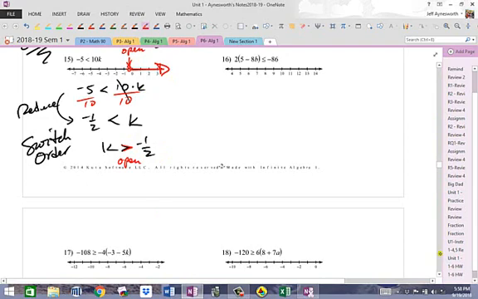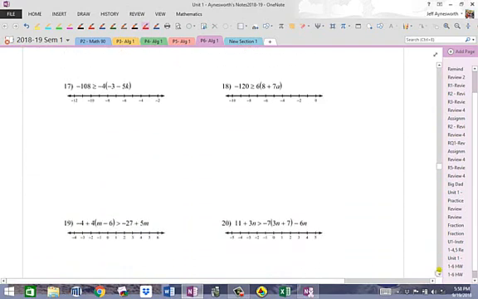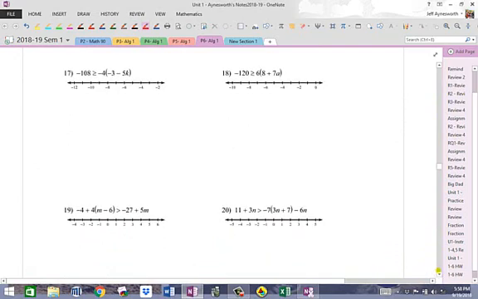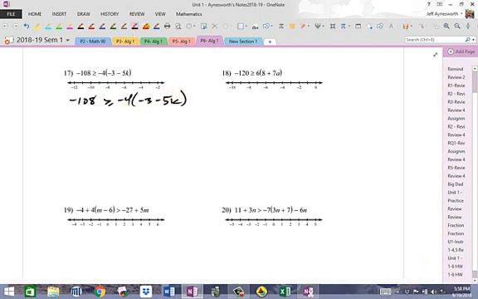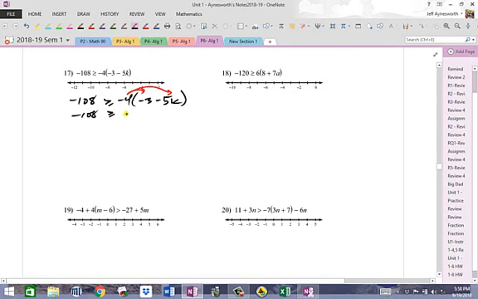Okay, I'll do a few more and then I'm going to leave the rest up to you, okay? So the next one here, we got negative 108 is greater than or equal to negative 4 times negative 3 minus 5k. You got to distribute through probably. That might be easier for most people doing it this way. So negative 108 is greater than or equal to positive 12. A negative times a negative is a positive. So negative 4 times negative 5 is positive 20k.